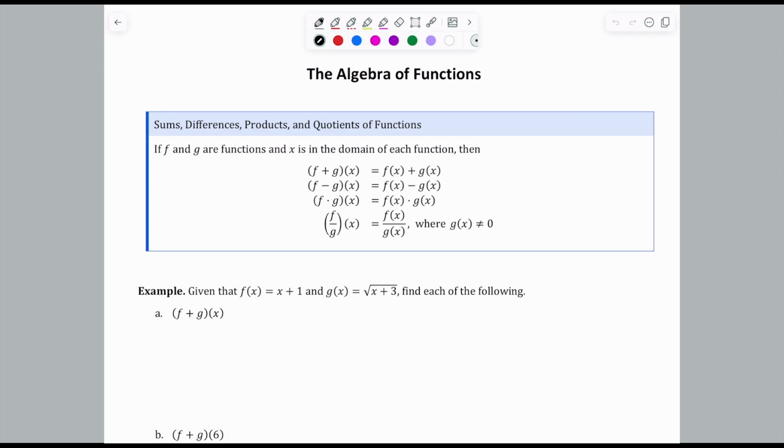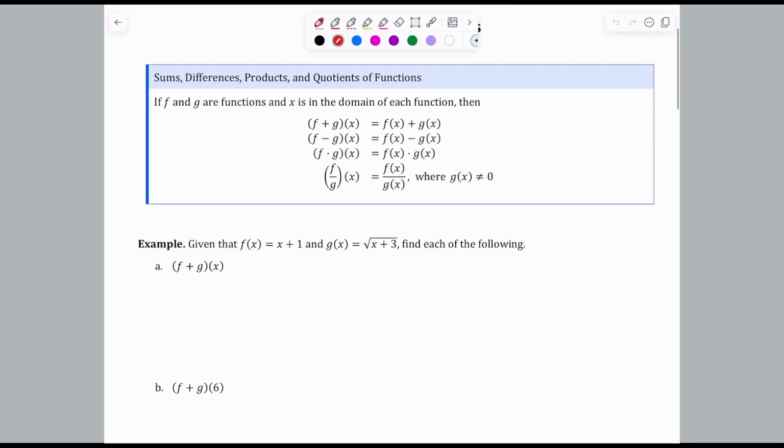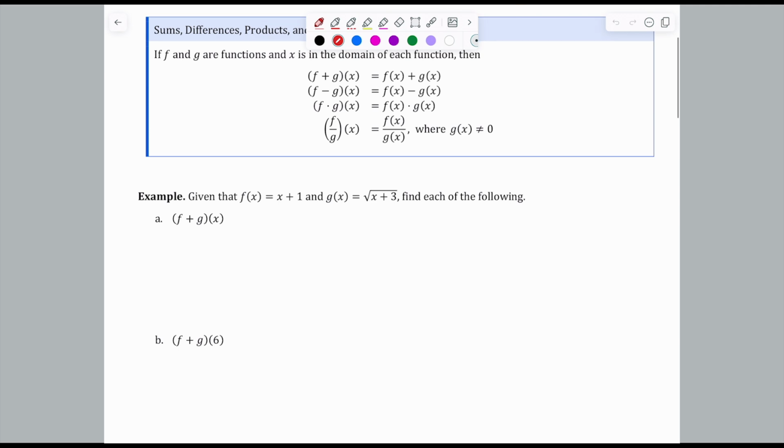All right, so let's see how we could work some of these examples out here. Let's see how we could use these definitions to evaluate. So given that f of x equals x plus 1 and g of x equals the square root of x plus 3, find each of the following. All right, so we're actually finding f plus g of x. So by definition, this means we're going to add the output of f of x plus the output of g of x. And so what we get is x plus 1 plus g of x, which is plus the square root of x plus 3.